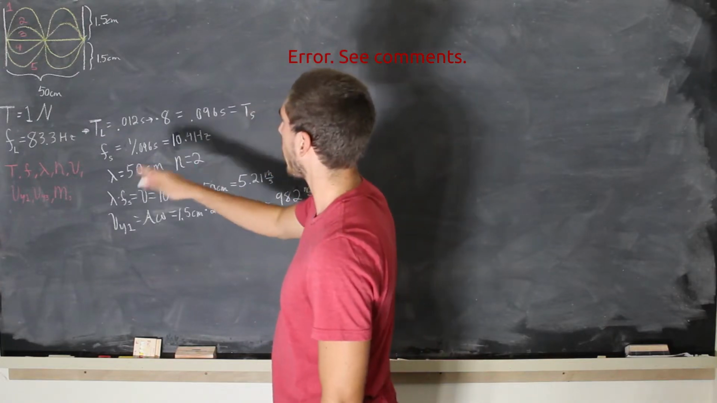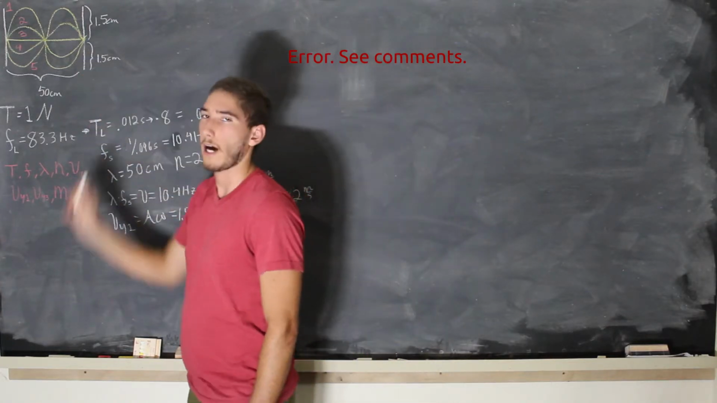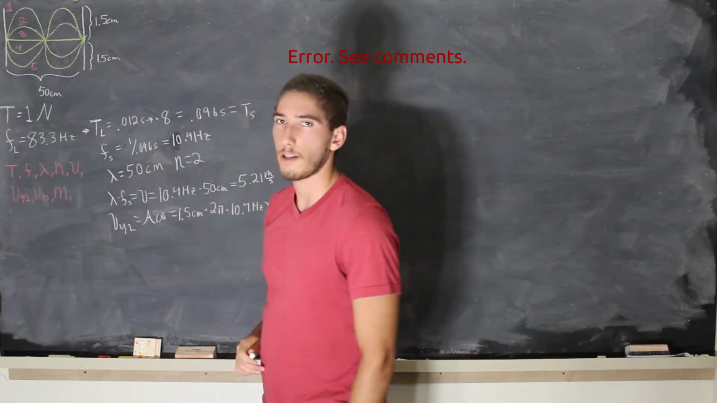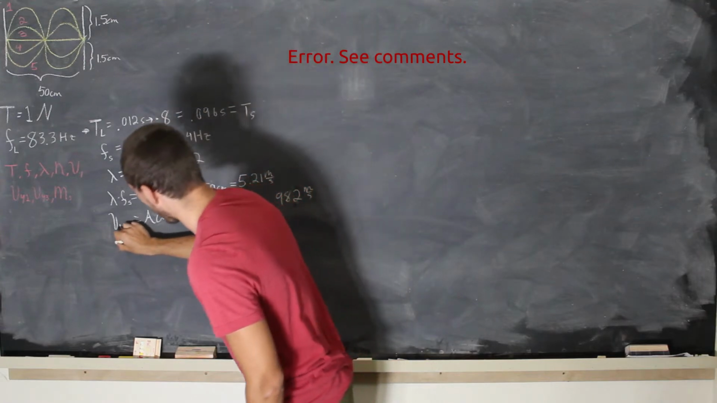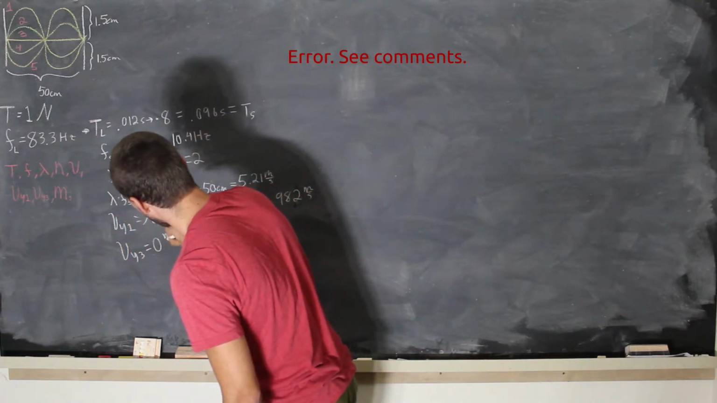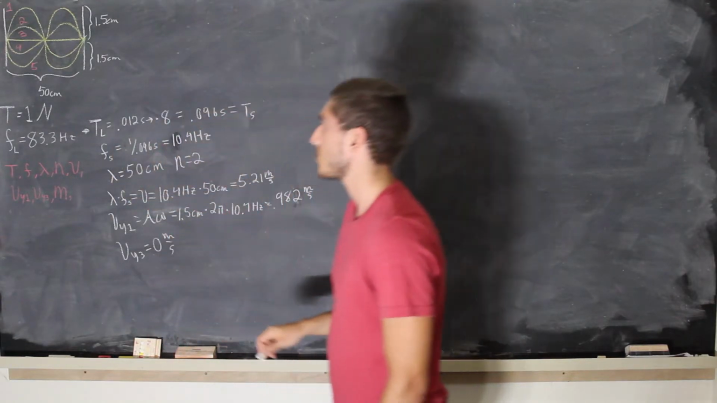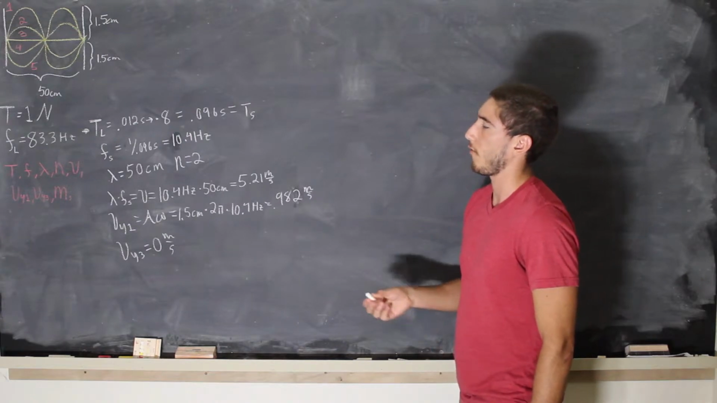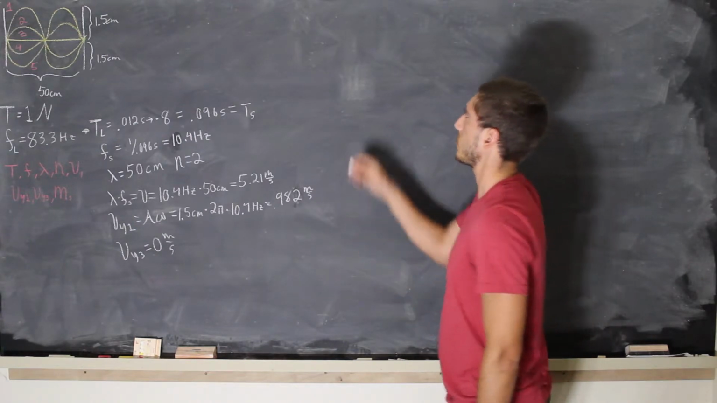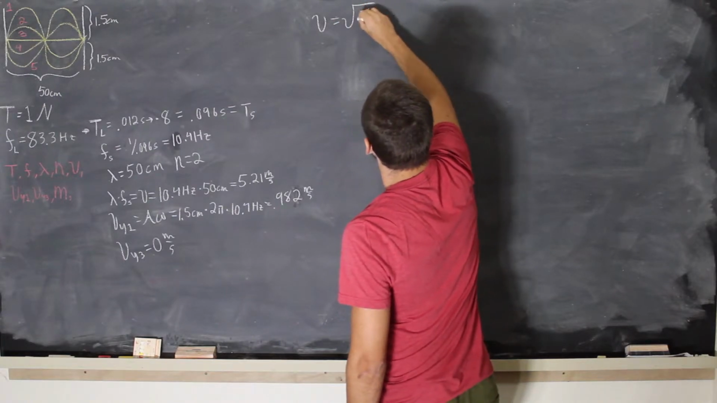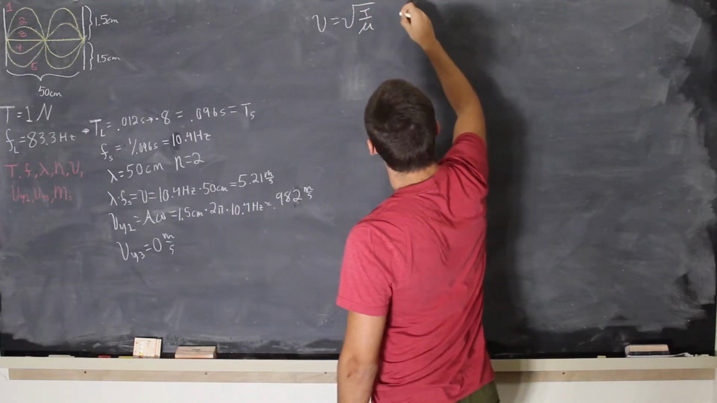And then Vy at 3, well here sine is making the amplitude 0. So everything is just going to cancel out to 0. So Vy at 3 is equal to 0 meters per second. And the mass we can solve with the relationship V equals the square root of tension over mu. And so we're going to have V equals square root tension over mu.